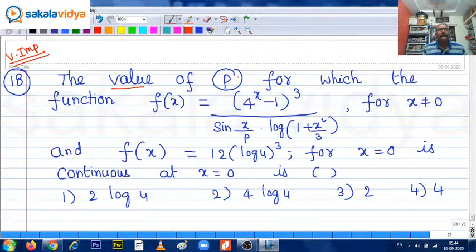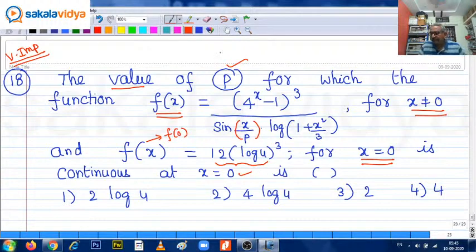The value of p for which f of x equals 4 power x minus 1 whole cube upon sine of x by p times log of 1 plus x square by 3 for x not equal to 0. If x is equal to 0, f of x is equal to 12 log 4 whole cube. That means this is nothing but f of 0, continuous at x equal to 0. Then we need to find the p value.